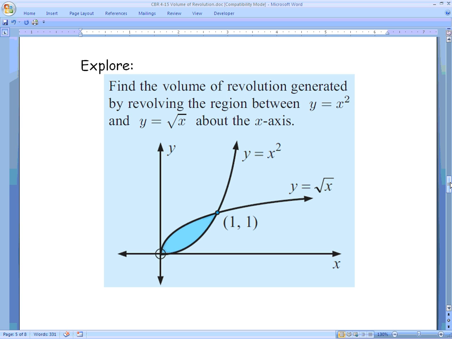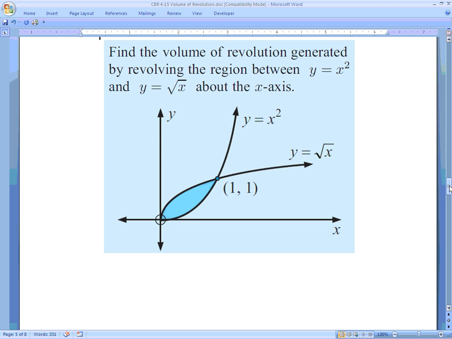Find the volume of revolution generated by revolving the region between y equals x squared and y equals the square root of x about the x-axis. Those are essentially inverse functions, and we want to find out where they intersect. It's already been shown to us here on this diagram. We could also check that by simply setting the two equations equal to each other, which would be another way to solve this. But either way, we get an input of 1 as our upper boundary, and 0 as our lower boundary.